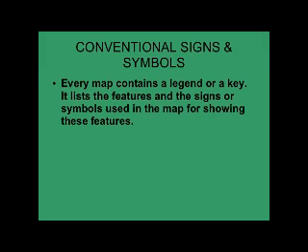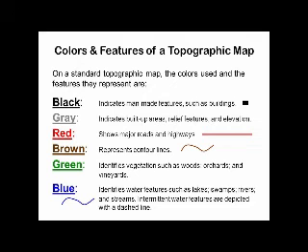Next we come to the conventional signs and symbols. Now every map contains a key. It lists the features and the signs or symbols used in the map for showing these features. Now we come to different colors which are found on the map, like black indicates man-made features, grey indicates built-up areas, red shows roads and highways, brown shows contour lines, green shows vegetation, and blue shows the various water bodies.